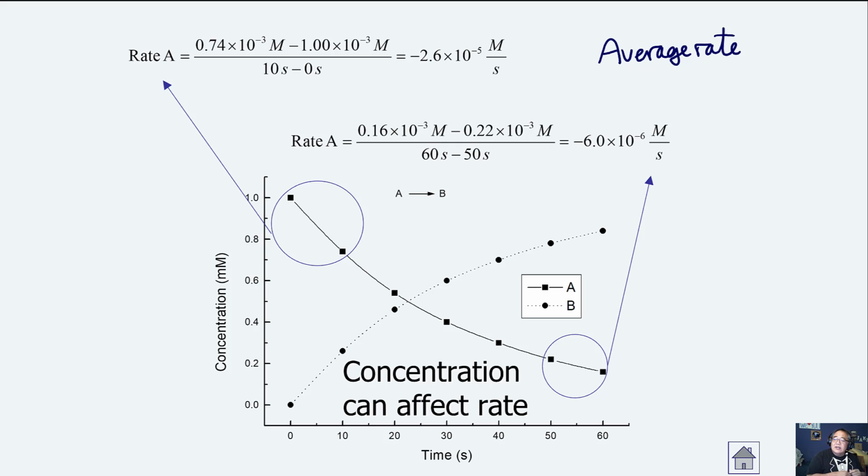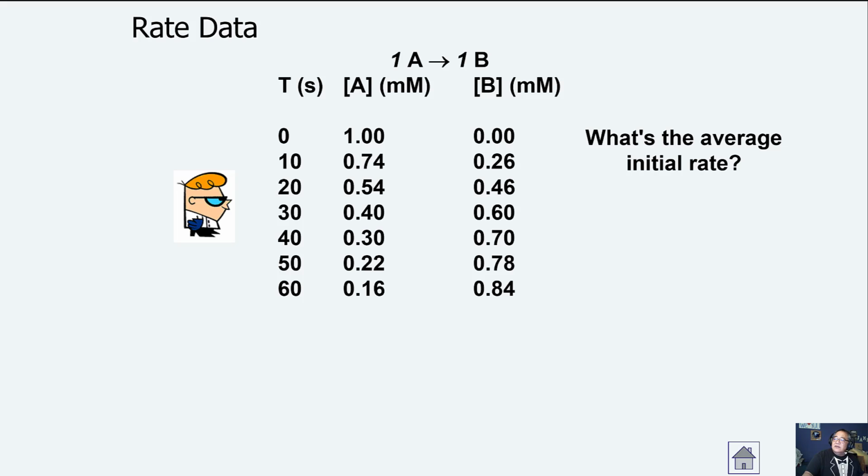So that's why the little notes there, it's kind of a giant note. The concentration can affect rate. And this is a graph showing how you measure average rate. If you wanted to calculate other rates from this data, let's say for example you want to do it for B, all the data for B is here for you to do that calculation, okay?